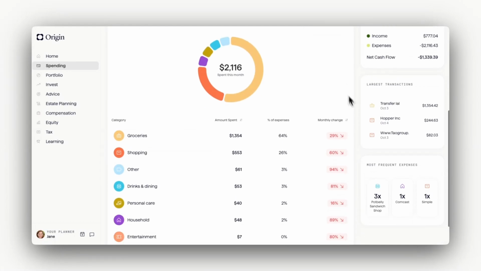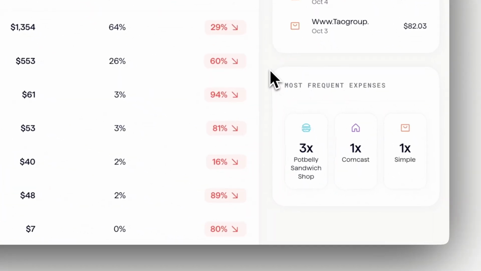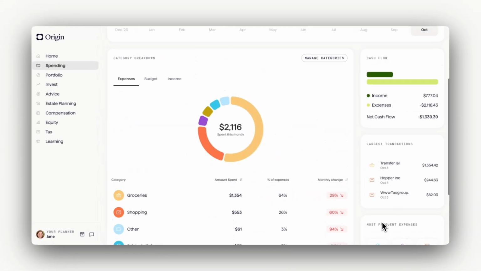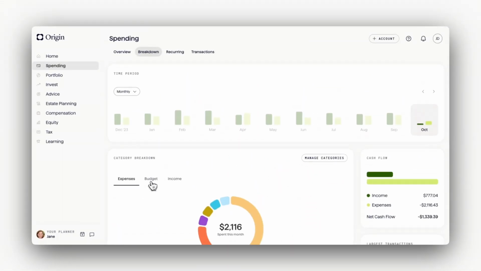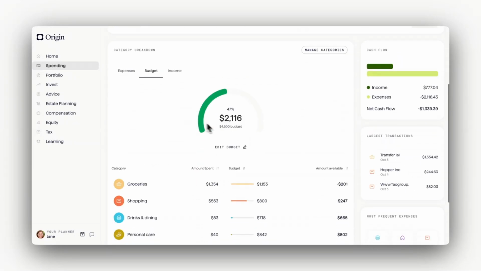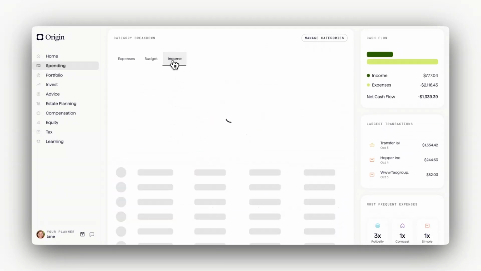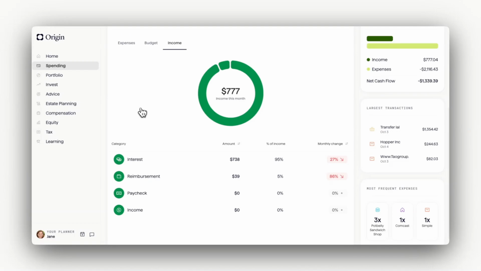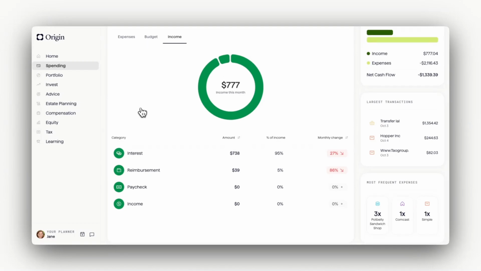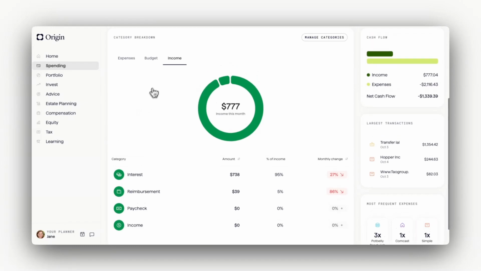Lastly, we have your most frequent expenses, where we highlight to you what vendors and merchants you've been spending the most money at, or where you're going frequently. So in this case, Potbelly Sandwich Shop clearly has a hold on this member who has gone already 3 times this month. You can deep dive into budget as well, and you can understand your different income sources. How much of your income is from a paycheck, from reimbursements, from investment interest that you might be accruing. And so you can really understand how this is changing month over month.